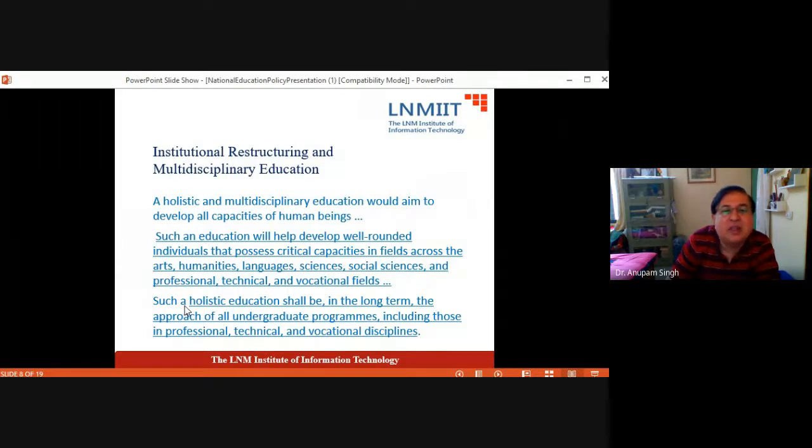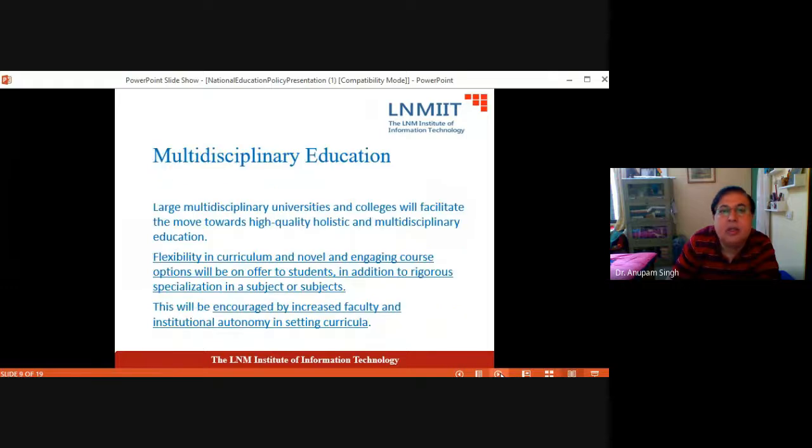So next is, in the long term, such an education, this approach for all undergraduate programs, including in professional, technical, and vocational disciplines, this is where we want to head to, right? They've also defined the long term and the short term, and we'll come to that in a minute. But what are some of the characteristics? How do we actually implement a multidisciplinary education? Let's talk about that a little bit.